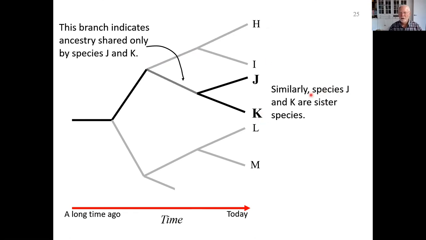Similarly, species J and K are sister or sibling species, which have shared a long joint history, which they have not shared with any other species.